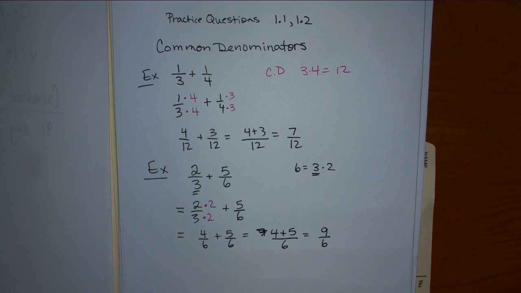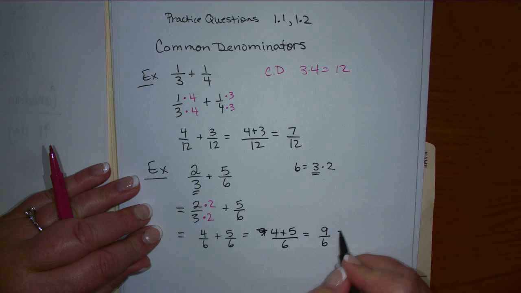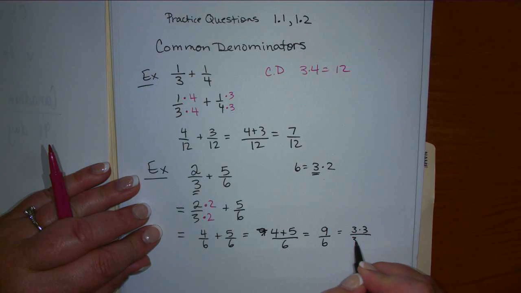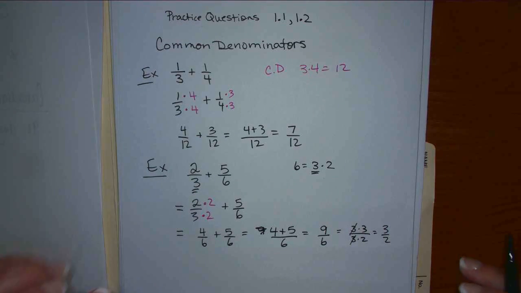Now, does that one simplify? It does. What number goes both into 9 and 6? 3, right? This is 3 times 3, and this is 3 times 2. So 3 over 2 is your answer. You could write 1.5 if you wanted to, or you can leave it like this.